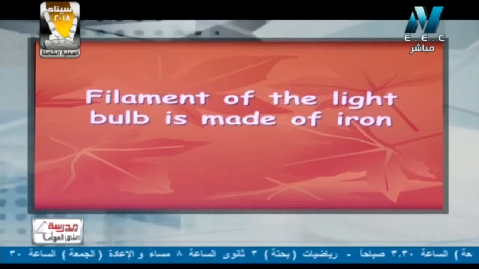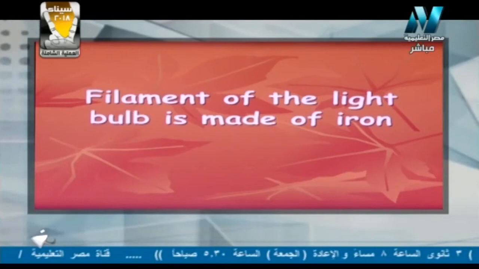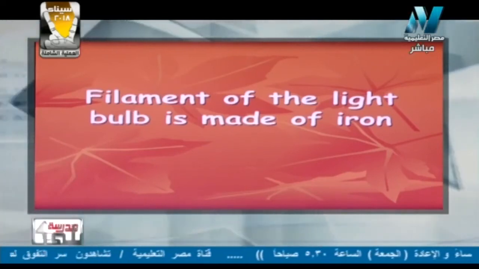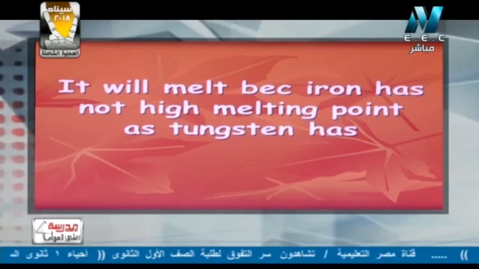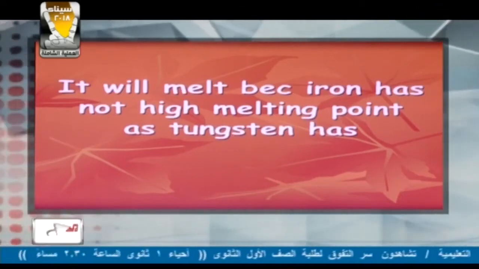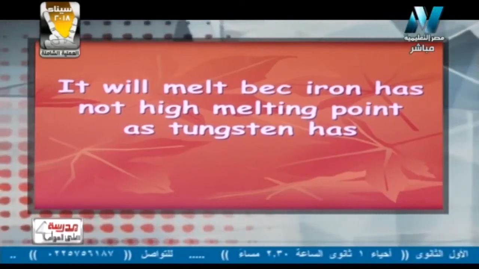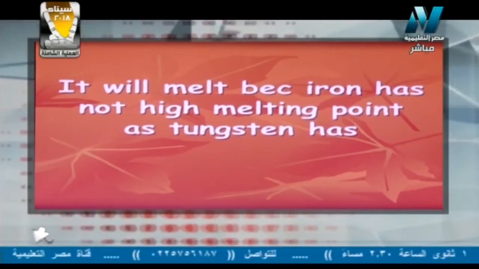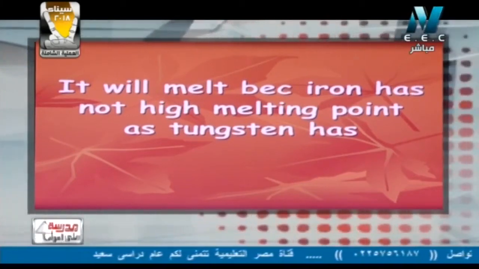Filament of the light bulb is made of iron. اللي يحصل لو عملنا الفيلامنت من الايرن, surely it will not give light and it will burn immediately. It will melt because iron has not high melting point as tungsten has. الايرون ما عندوش درجة انصهار عالية زي التنجستين. Okay, so again, the filament must be made of tungsten because tungsten has high melting point.